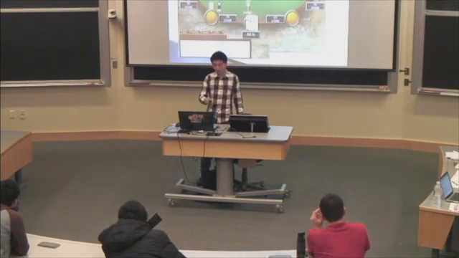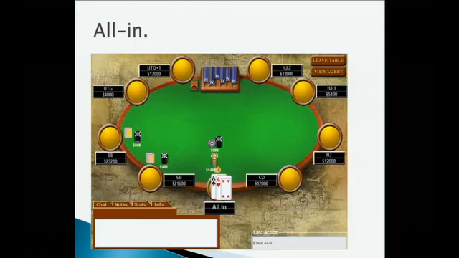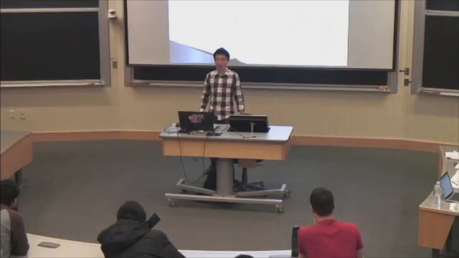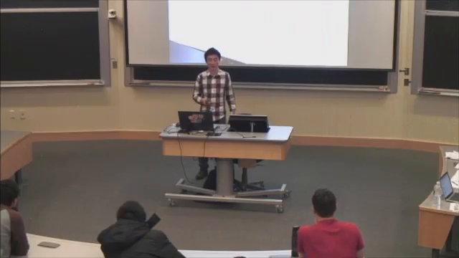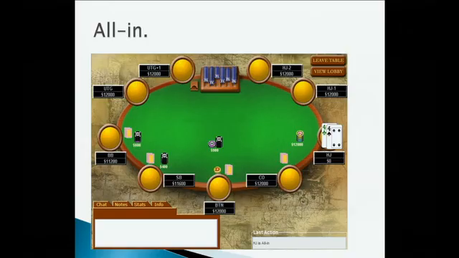Okay. And yeah, here we have 17.5 big blinds from the button, but I think going all in with ace-4 off is fine, basically. It's a lot. It's 17.5 big blinds, but once again, ace-X offsuit has terrible implied odds. It also protects your small pair shoves a bit. So when I said this pocket 2's hand, this pocket 4's hand, I said you can go all in for 15 big blinds.